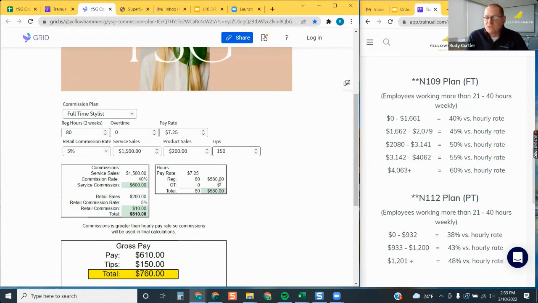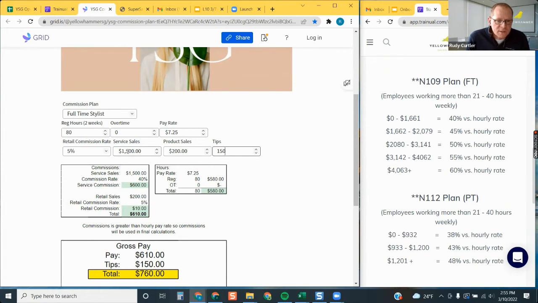I love this. It's so simple to use, and anybody can use it and help themselves understand, what am I going to be making based on what I'm doing or what I project myself to be doing in this pay period, and how much can I earn based on this calculator. So we'll play with it just a little bit more. We'll leave the hours the same, no overtime, same pay rate, same retail commission rate.